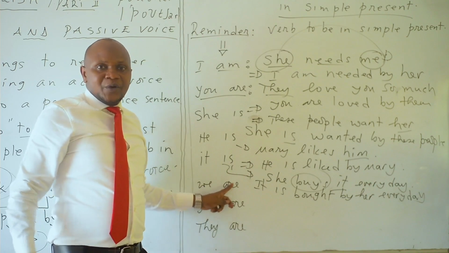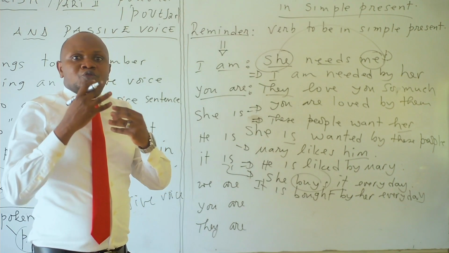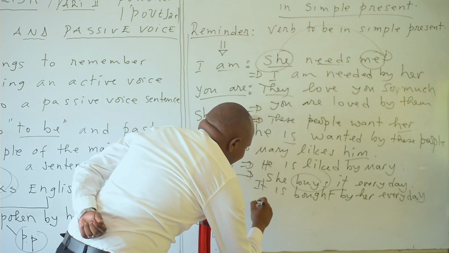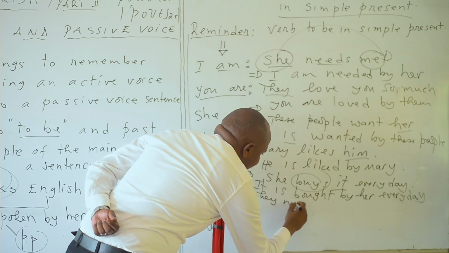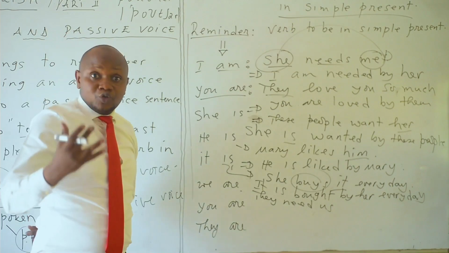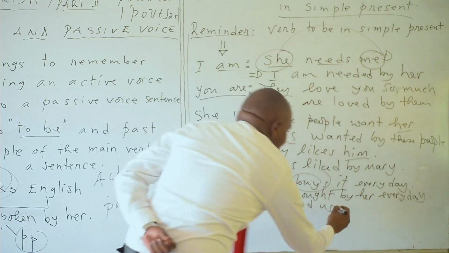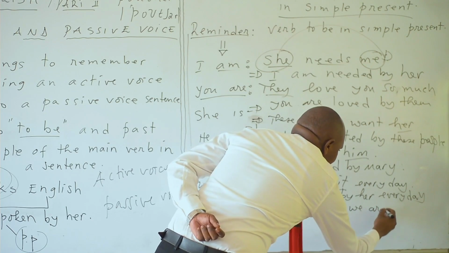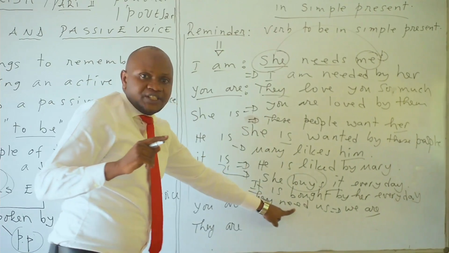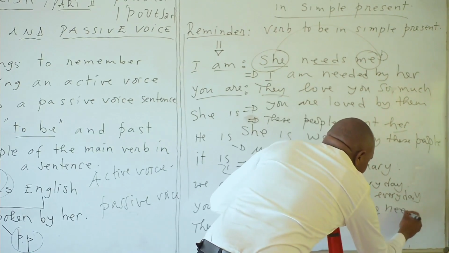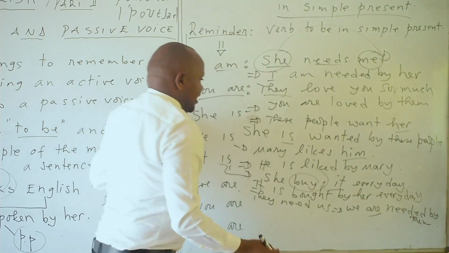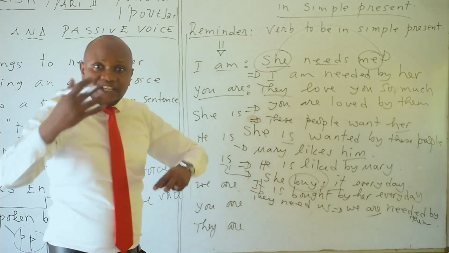Tujye kureba uko dukoresha we are muri passive voice. For example, they need us. Baradukeneye. Tujye kuvuga ngo dukenewe nabo. You are going to say, we are, you see, verb to be first of all. We are, then past participle verb to need. We are needed, you see? We are needed by them.